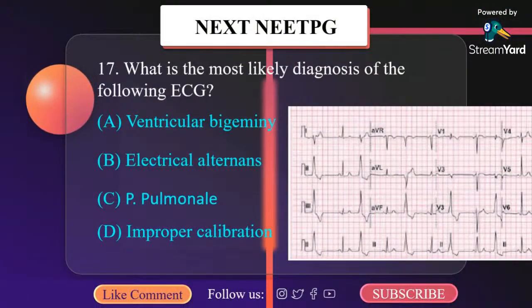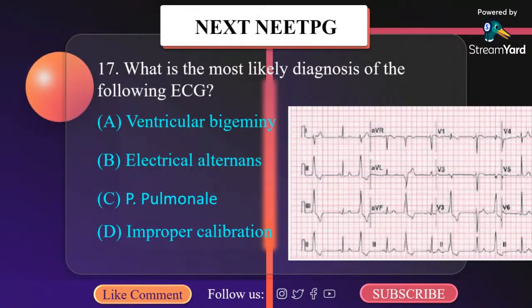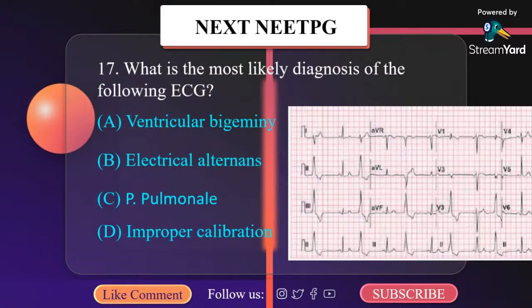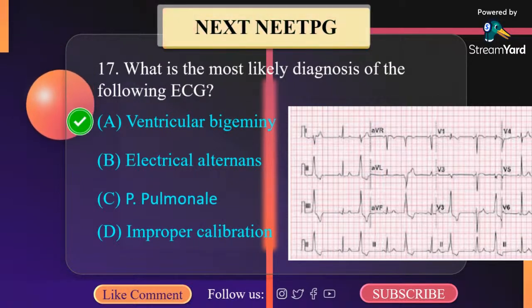What is the most likely diagnosis of the following ECG? A. Ventricular bigeminy, B. Electrical alternans, C. P pulmonale, D. Improper calibration. Here the ECG shows normal sinus rhythm with ventricular bigeminy. Every other sinus P wave is most likely hidden in the premature ventricular contraction and not conducted due to the refractory state of the ventricle after the PVC. Premature ventricular complexes have an abnormal QRS shape. So the correct answer here is A, ventricular bigeminy.